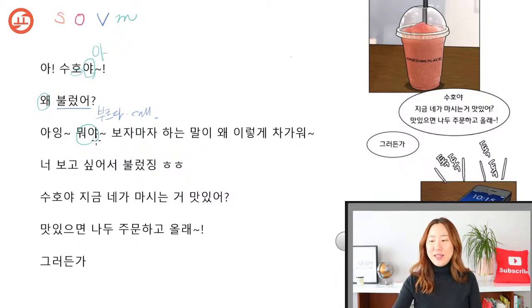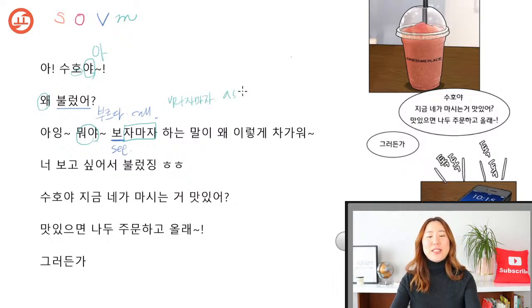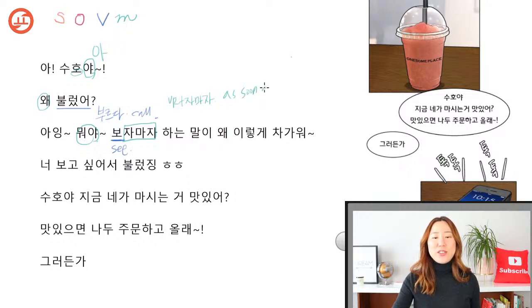보자마자 하는 말이. 보자마자, 이거 본 적 있어요? 보다 is to see, 자마자. This is grammar. Verb root plus 자마자. 이거는 as soon as. As soon as verb. So we don't know the subject here, it is obviously omitted in Korean, right? As soon as you see me.